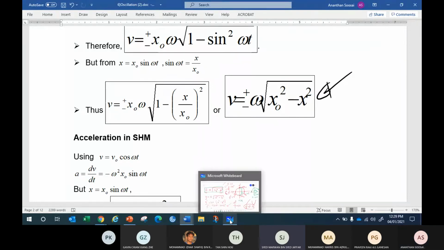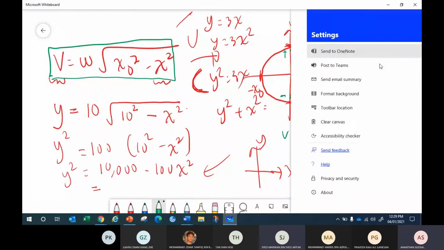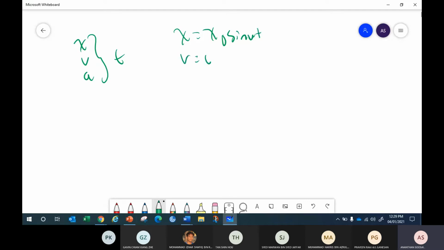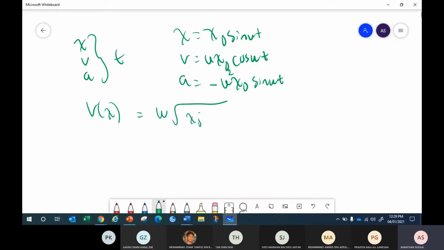Okay, now I clear this. So x, v, a at a given time, you know the equation. X is x naught sine omega t. V is going to be omega x naught cos omega t, and a is negative omega squared x naught sine omega t. Now you got the Vx, found from the triangle. We got omega root of x naught squared minus x squared.